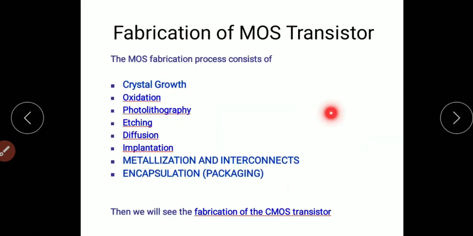So next we are going to fabrication of MOS transistors. How are these MOSFETs fabricated? What are the steps involved in the fabrication of MOS transistors? These are the important steps. If you want to manufacture any IC or a single transistor, you should follow these steps: crystal growth, oxidation, photolithography, etching, diffusion, implantation, metallization and interconnects, encapsulation or packaging.